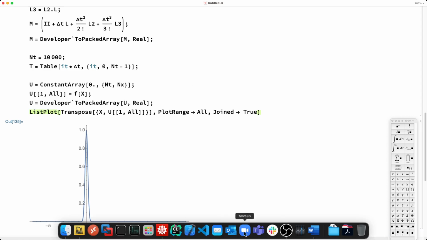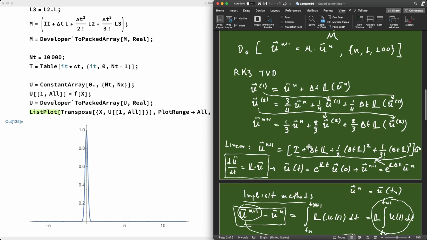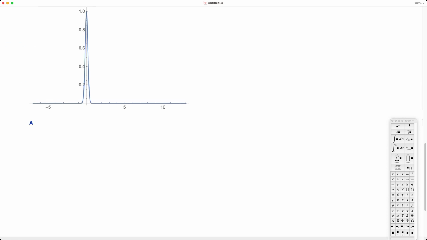Now our actual solver is very, very simple. It is simply doing a matrix multiplication in each time step. Since we have built the vector u for each time slice, so in fact it's a matrix, we just need to do a matrix-vector multiplication at each time step. So let's do that, and actually let's also time it. I'm going to use AbsoluteTiming. But before I do that, let's write the loop.